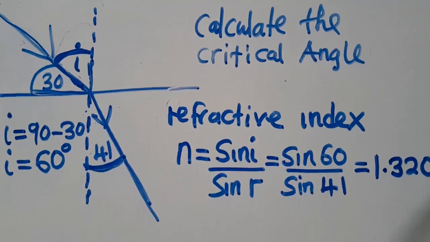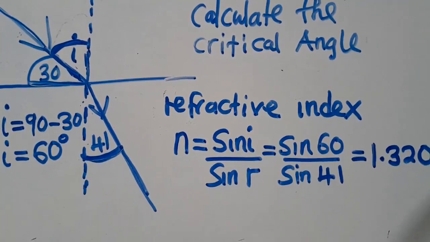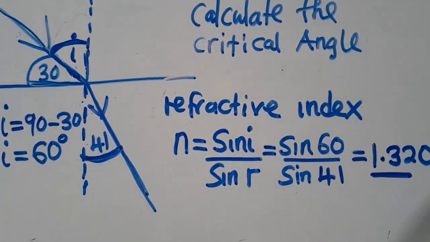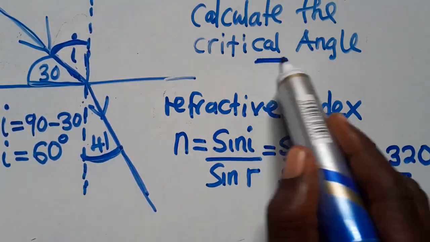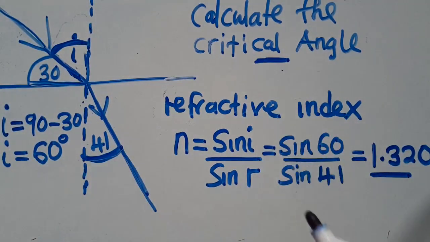This is what we are calling the refractive index. Don't forget your question. The question was saying find the critical angle. You know that the critical angle is a particular angle of an incident ray. So if you are told to define what critical angle is, you just say this is a particular angle of an incident ray.